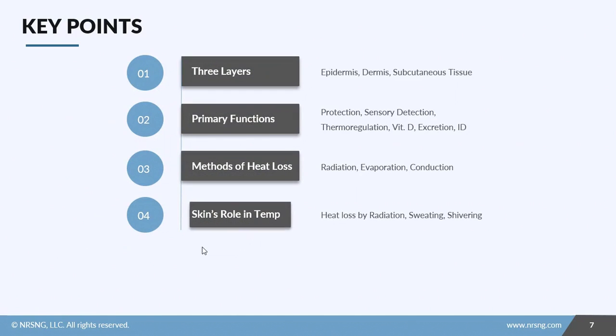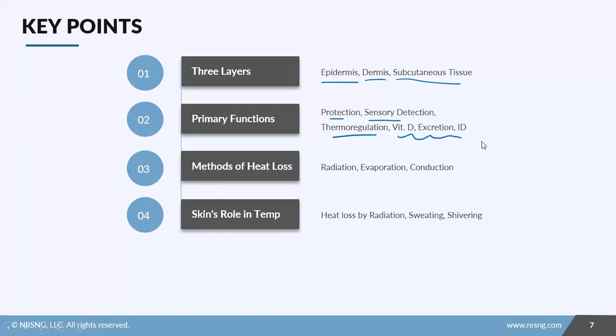So let's recap. The skin has 3 layers: the epidermis, the dermis, and the subcutaneous tissue, which, like I said, is not technically a part of the skin, but it plays a huge role. And that's where the hair follicles are housed. The primary functions of the skin are protection, sensory detection, and thermoregulation, plus a couple of other miscellaneous functions that are still really important.